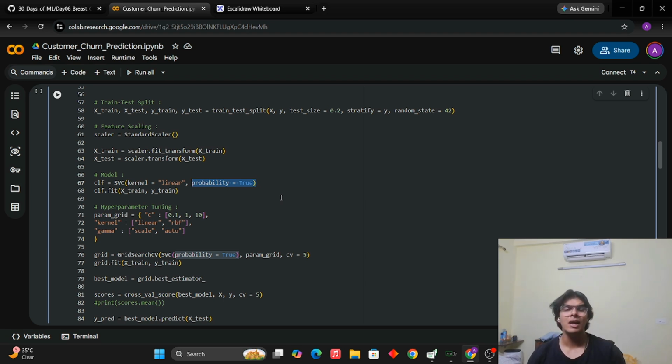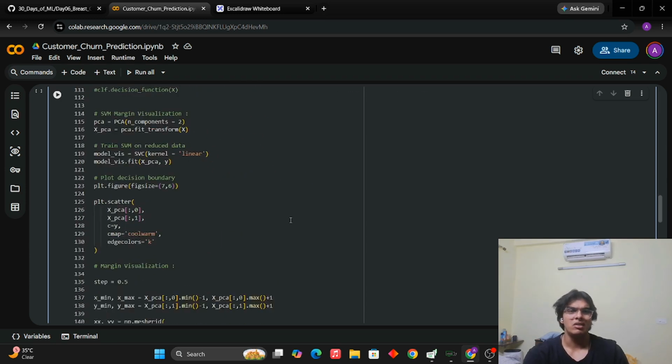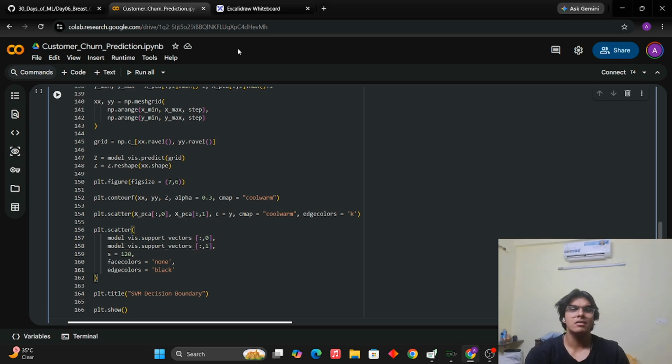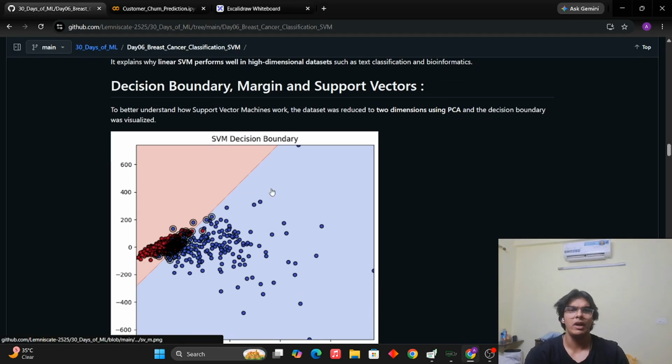And then in the output, we are rather getting which class the current data point should belong to, either benign or malignant, which target variable it should belong to. But if we want the correct probabilities, probability is equal to true is the keyword that we use. Okay. So this is it for the code. You can check it out. The repo has more stuff if you want to read from it.